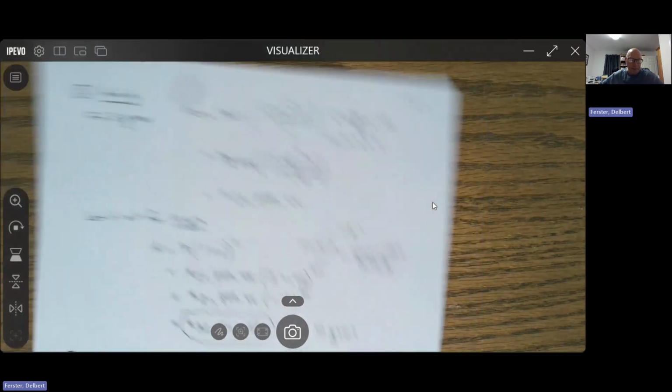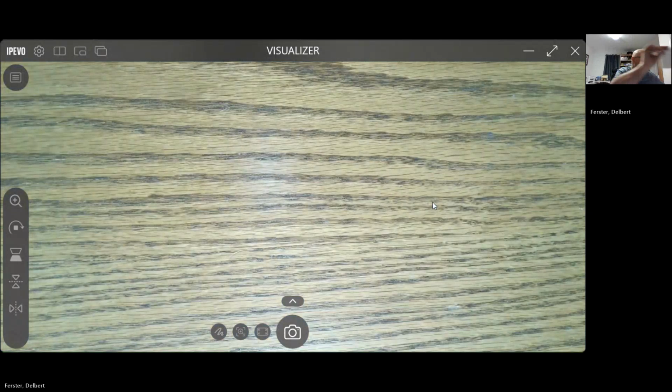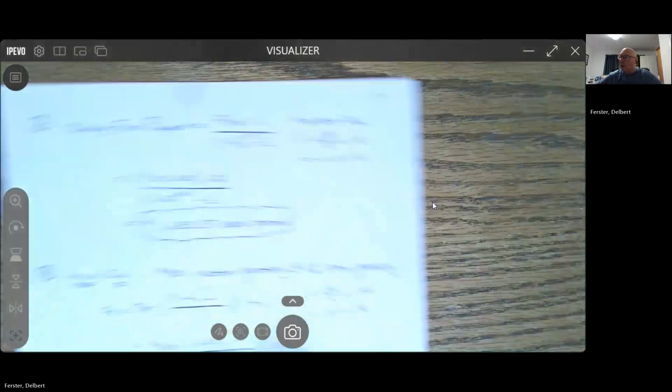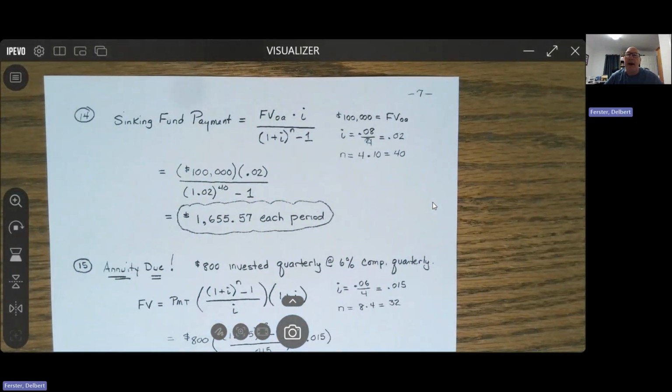Let's go to 14. 14 is a sinking fund payment. So the FVOA is the future value of an ordinary annuity. In that case, it's the $100,000 that they're going to need. The values for I, 8% compounded quarterly, so that's 2% per period. And the number of periods would be 10 years times 4, or 40. So you're just plugging in values. Your I is 0.02. Your N is the number of compounding periods. That's your 40. So not quite as ugly a formula.